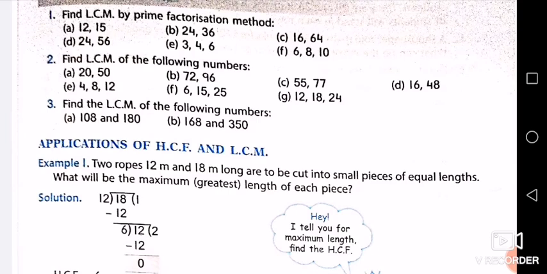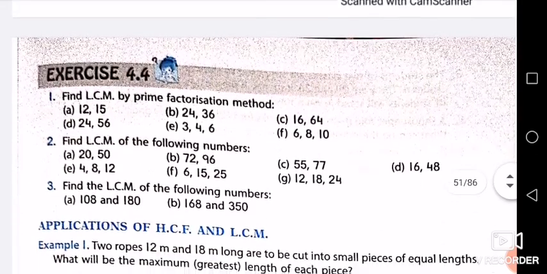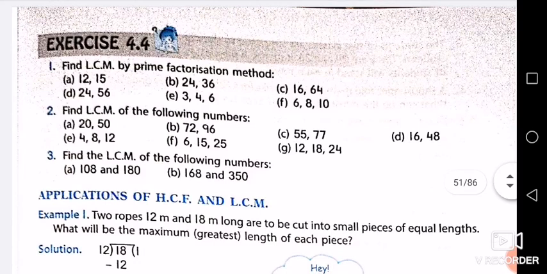Now tomorrow we will find the LCM of given numbers by using another method which is called the division method. So that's all for today. Today you all will practice this question 1 only and complete this D, E and F part of the same question, question number 1 of exercise 4.4. So that's all for today.